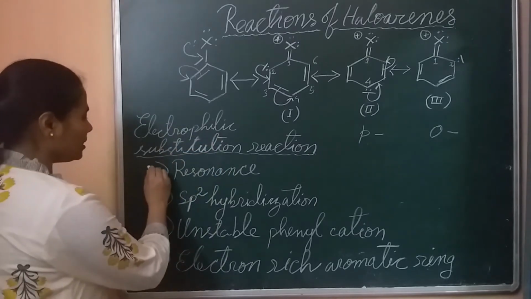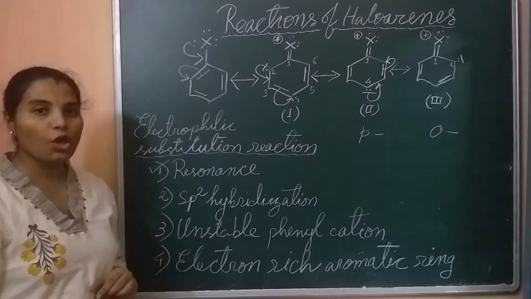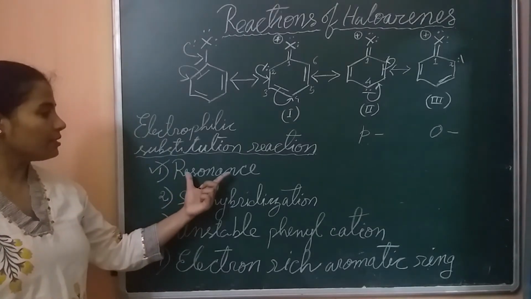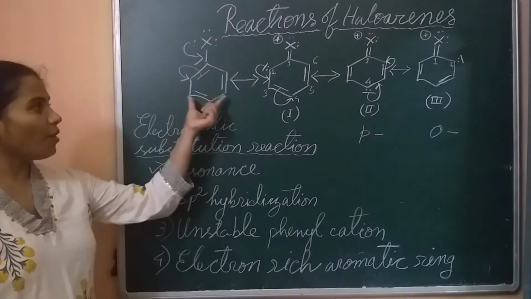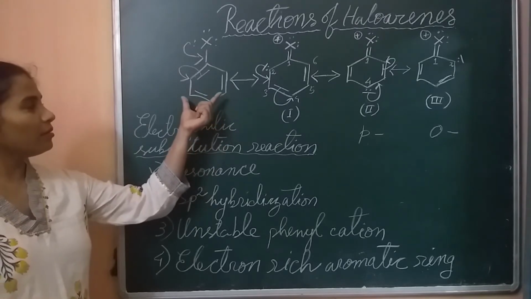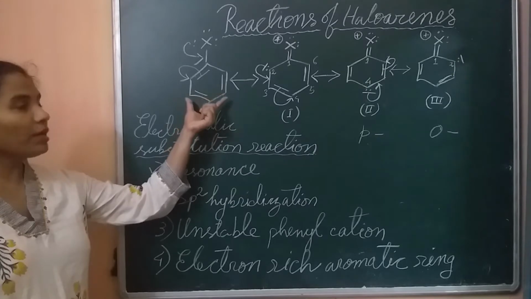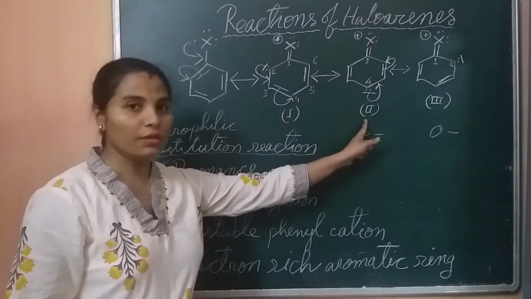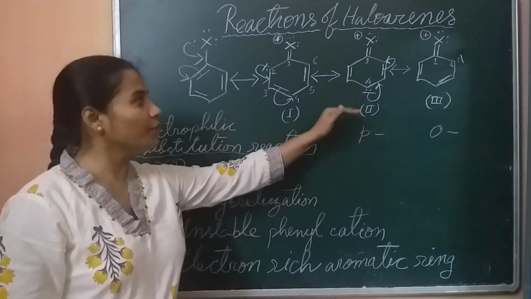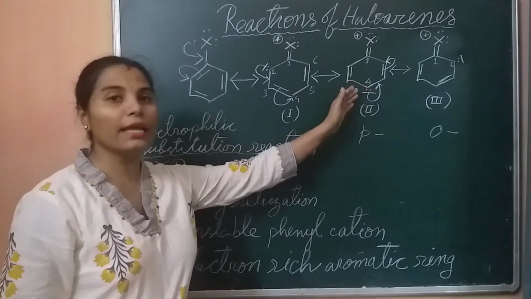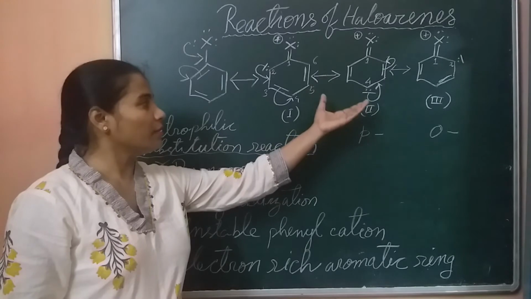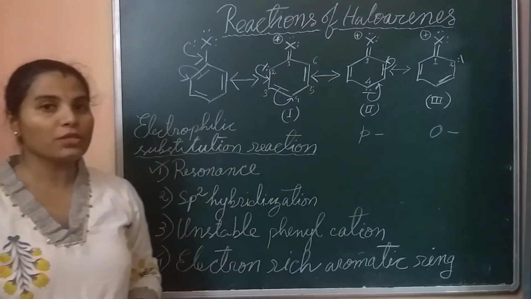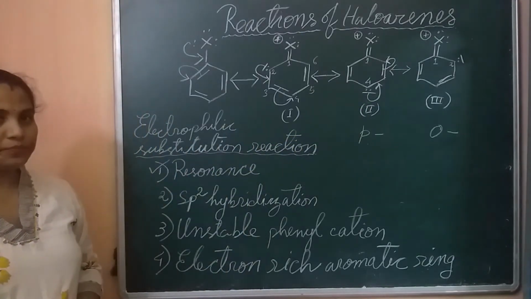So the first reason is resonance. Due to resonance, haloarenes get more electron density at the ortho and the para position, for which the nucleophile cannot easily attack. So the nucleophilic substitution is not possible in haloarenes.